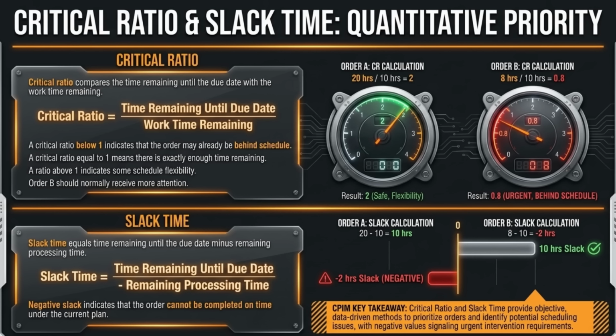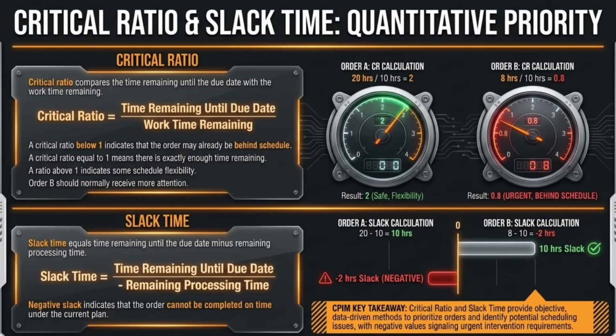Suppose order A is due in 20 hours and has 10 hours of work remaining. Critical ratio equals 20 divided by 10. The result is 2. Suppose order B is due in 8 hours and has 10 hours of work remaining. Critical ratio equals 8 divided by 10. The result is 0.8. A critical ratio below 1 indicates that the order may already be behind schedule.